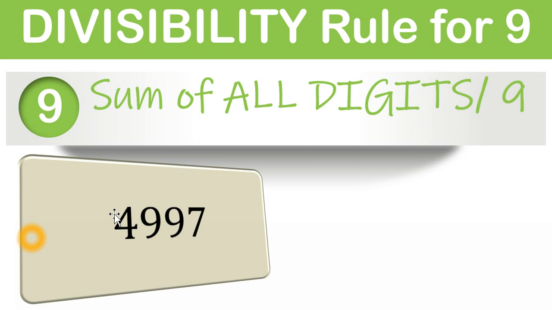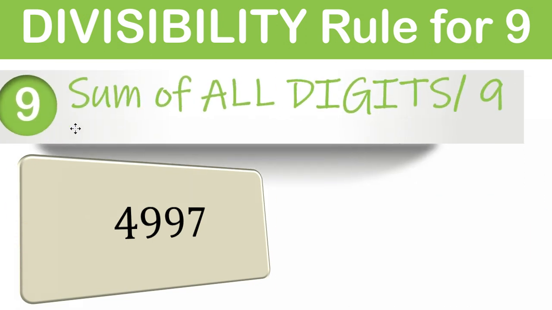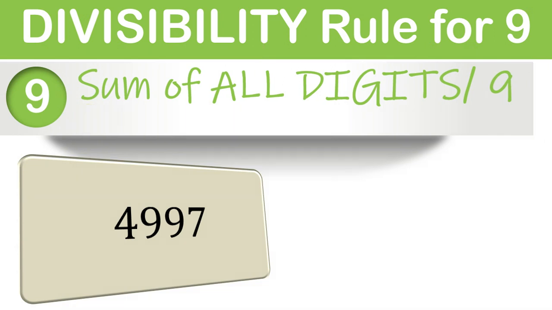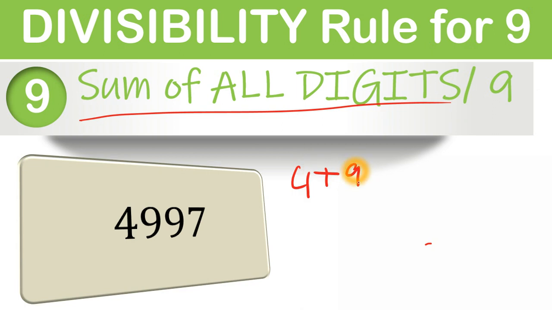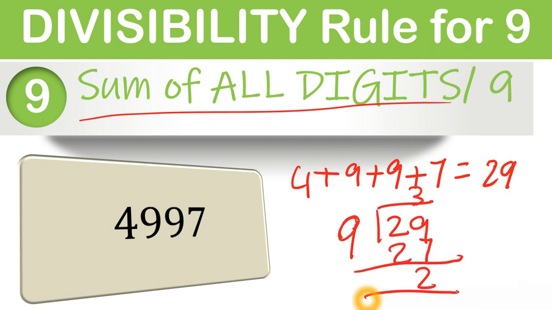A number is divisible by 9 if the sum of all digits is divisible by 9. In our example 4997, 4 plus 9 plus 9 plus 7 is equal to 29, which is not exactly divisible by 9 because we have a remainder of 2. Hence, the number 4997 is not divisible by 9.